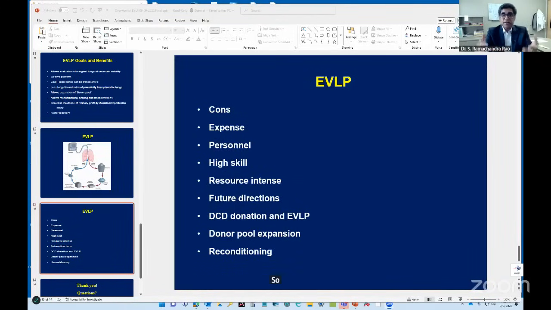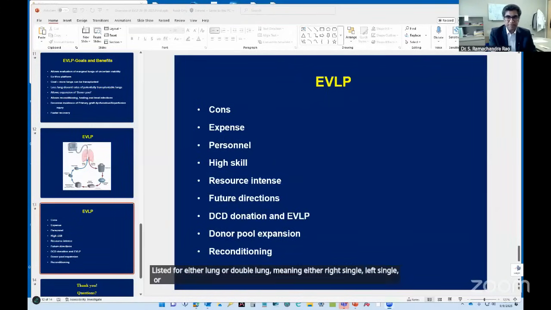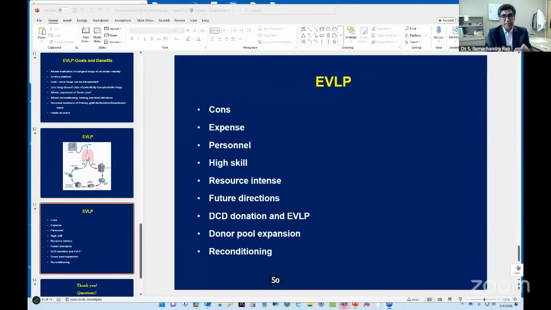So once the discarded double lung block comes in, while reconditioning, if you determine that one lung gets through the finish line and the other lung doesn't look good, typically all these recipients are listed for either lung or double lung, meaning either right single, left single, or double lung. So you take them as they come as double lung en bloc. You attempt all the reconditioning efforts. Sometimes you can extend the time. If it ends up being a single lung, then you procure the single lung and then pack it and ship it.